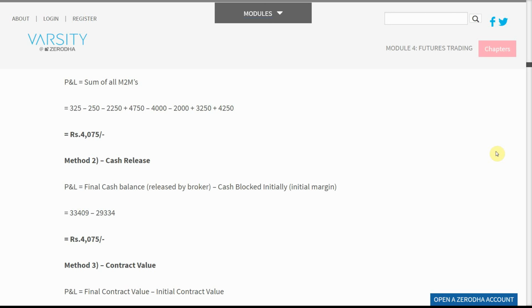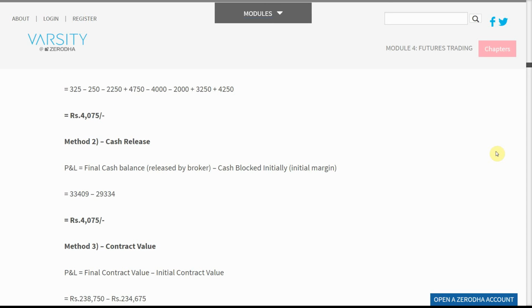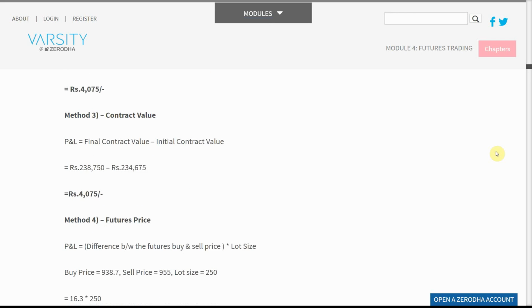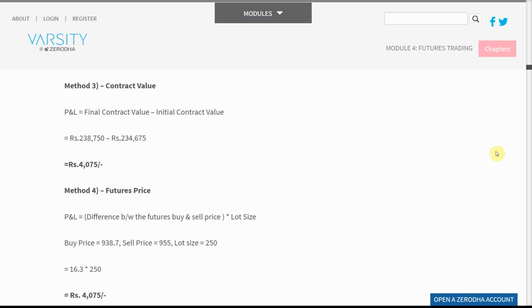Method 2. Cash release. P&L equals final cash balance released by broker minus cash blocked initially, the initial margin, equals 33,409 minus 29,334, equals 4,075 rupees per lot. Method 3. Contract value. P&L equals final contract value minus initial contract value, equals 238,750 rupees minus 234,675 rupees, equals 4,075 rupees per lot.